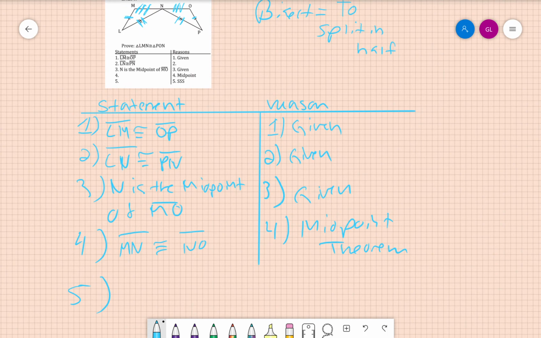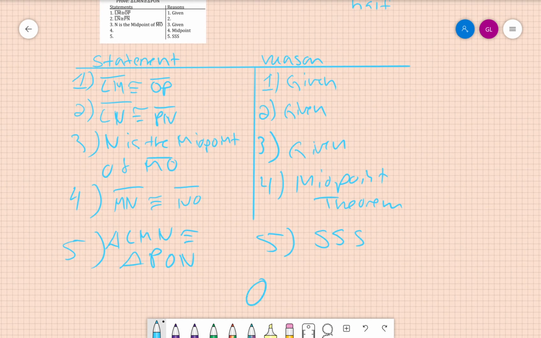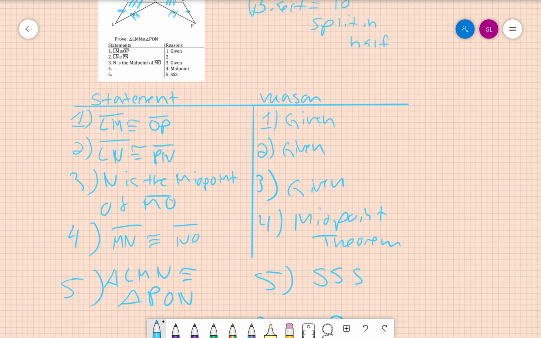So now we can say that triangle LMN is congruent to triangle PON. And this is due to SSS theorem, side, side, side. And our proof is now completely done. QED, completed, nothing else to prove. We are finished.